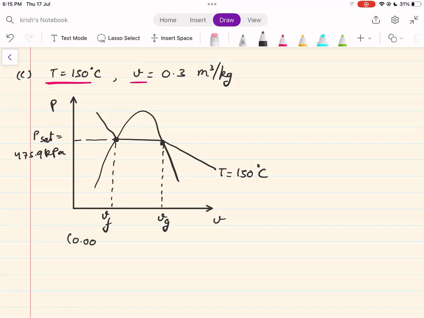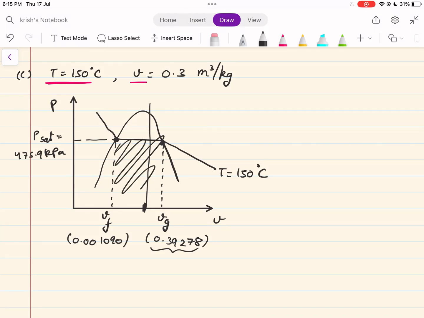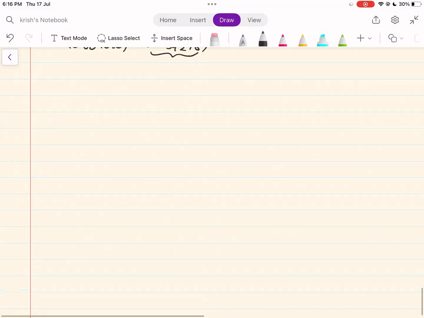The value of Vf will come out to be 0.001090, and the value of Vg will come out to be 0.39278. Again, we see that our V is somewhere over here, right? Because this is around 0.4 and our V is 0.3. So it is in this region. Therefore, water is a saturated mixture. Okay, moving swiftly on to part D.